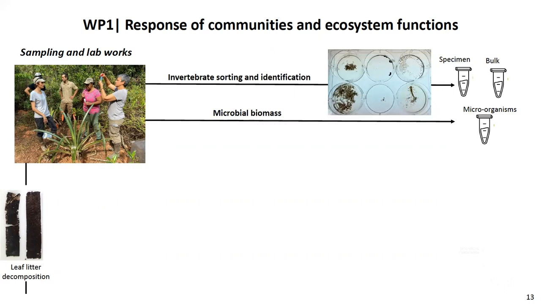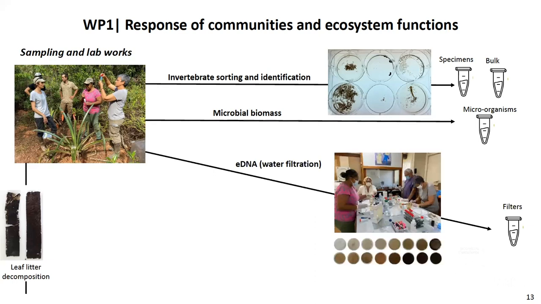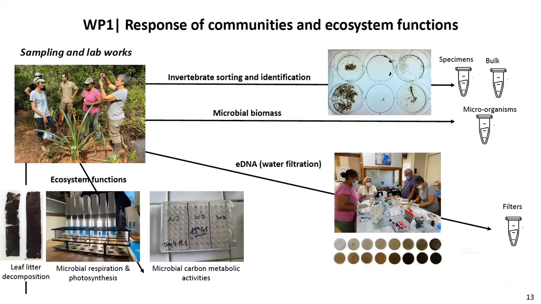So all the invertebrates were sorted and identified at the lowest taxonomic level, and one specimen per morphospecies, and all the bulk were preserved in ethanol 96%. A part of the water was used to quantify the microbial biomass, and another part of the water was filtered to study environmental DNA. And in addition to leaf litter decomposition, we also measure the microbial respiration and photosynthesis and microbial carbon metabolic activities.